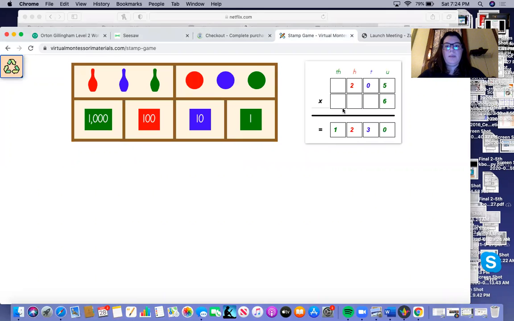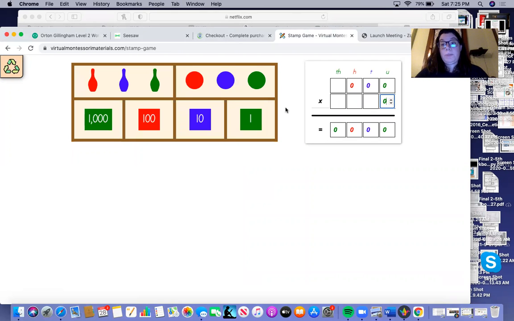Okay. Sorry, forgot to clear this from the last. Let me just put these at 0. Okay. So you can use your stamp game at home that came with your kit if you like, or you can, of course, use the virtual stamp game like I am using. I'm going to use the virtual stamp game to show you.